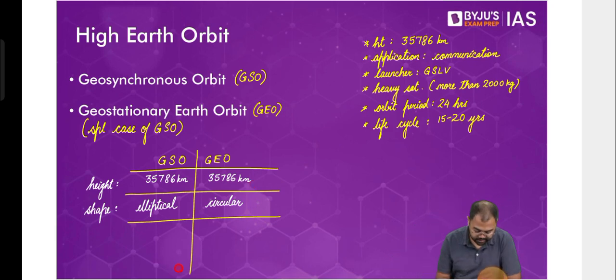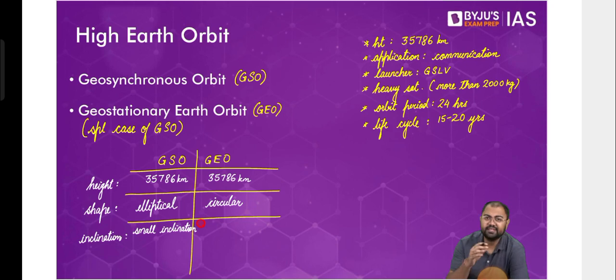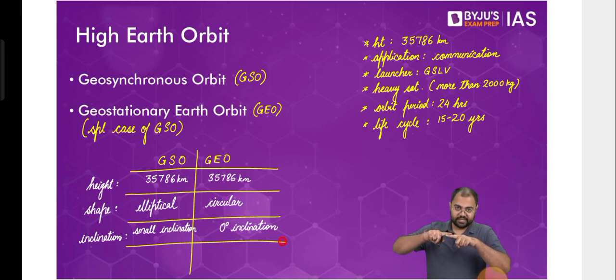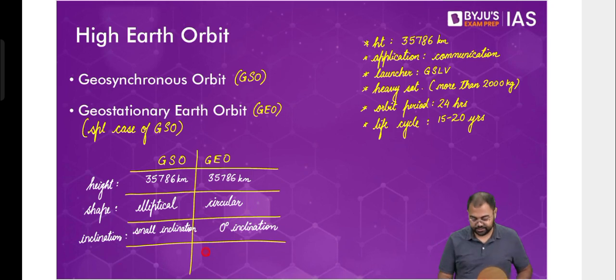Then the third factor that we had talked about was inclination. Now, with inclination, geosynchronous orbits can have a small inclination, meaning 2 degrees, 5 degrees, 7 degrees. In the case of geostationary orbit, they have 0 degree inclination. So just understand this: for geostationary orbit, height is fixed, meaning the radius is fixed. Then it is circular, so the shape is also fixed. Then inclination is also fixed. Because all these factors are fixed, a geostationary orbit is a unique orbit. There is only one such orbit.